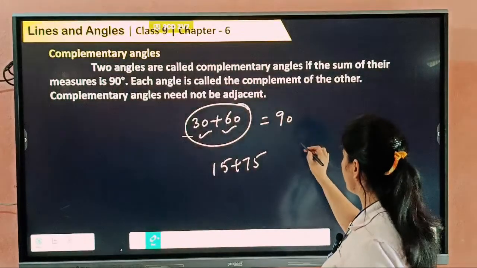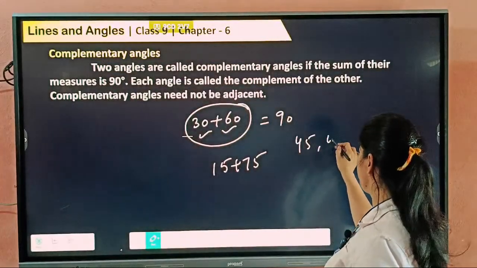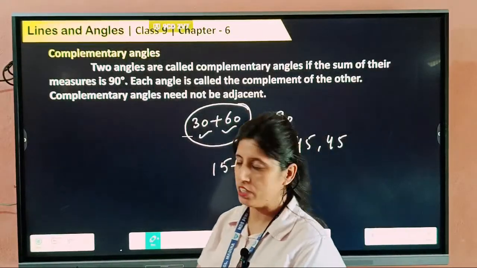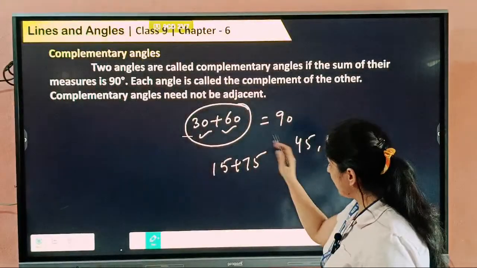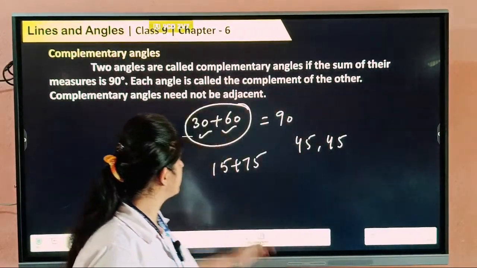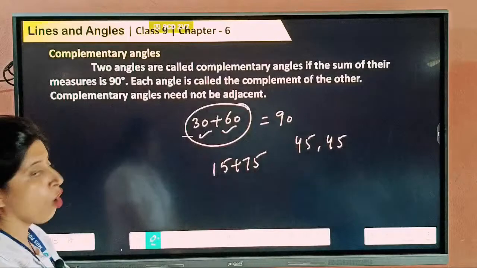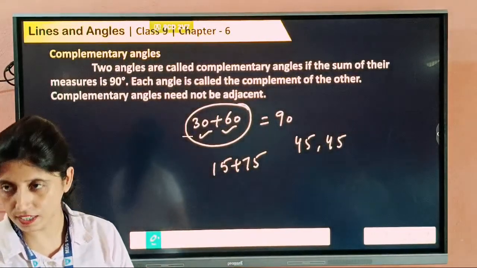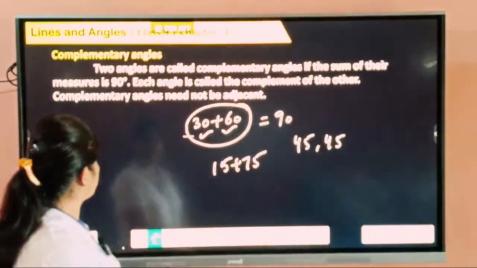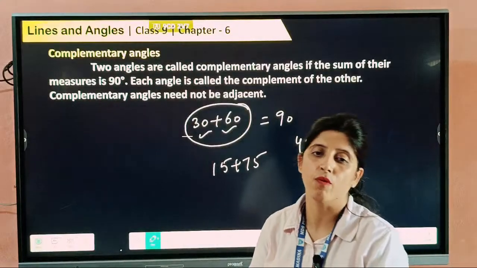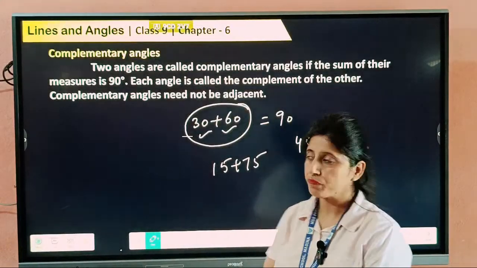We can take any 45 and 45. If the total sum is 90, then they are complements of each other, right? If the sum of any two angles is 90 degrees, then we can say that these two angles are complementary angles, meaning one is the complement of the other, right? And complementary angles need not be adjacent. It is not necessary that these are only adjacent angles, right?